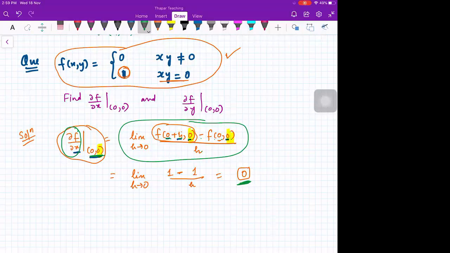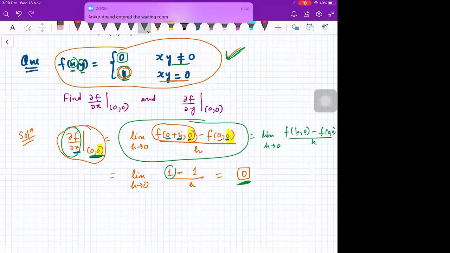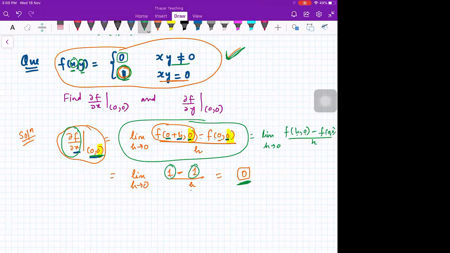Now you look at the definition of the function. The function's definition says whenever x into y is 0, the value of the function is 1. Whenever x into y is non-zero, the value of the function is 0. Now here, this is equal to limit h going to 0, f of (h, 0) minus f of (0, 0) upon h. Now h into 0 is 0, therefore the value of the function is 1. 0 into 0 is 0, therefore the value of the function is 1. So 1 minus 1 upon h. So the limit is 0. Therefore the partial derivative is 0.